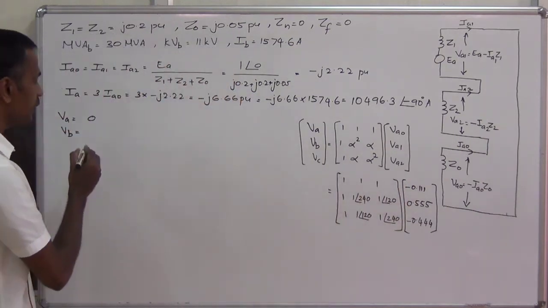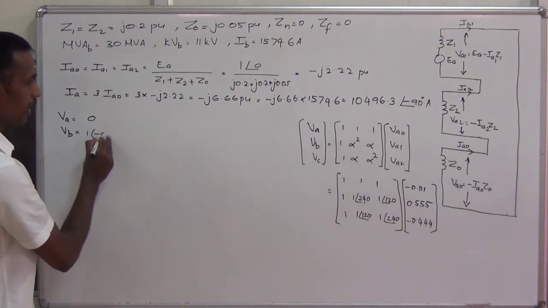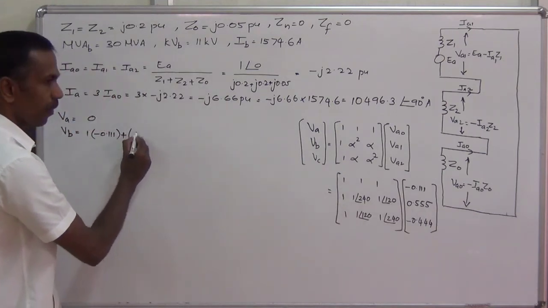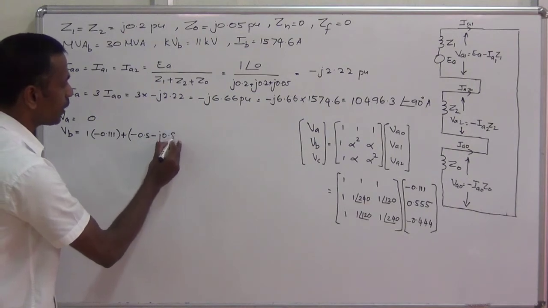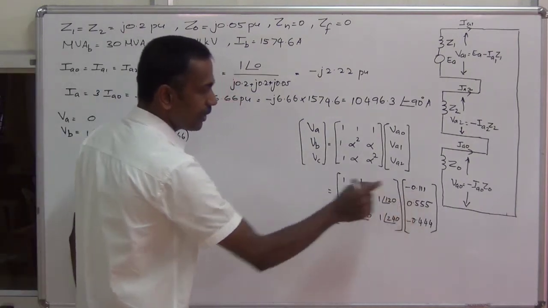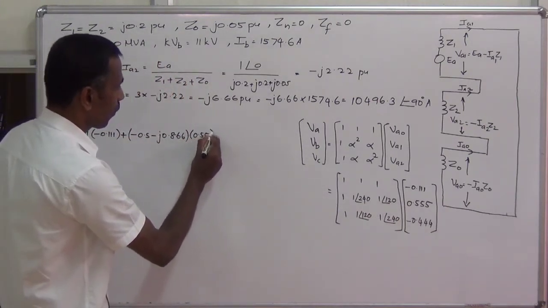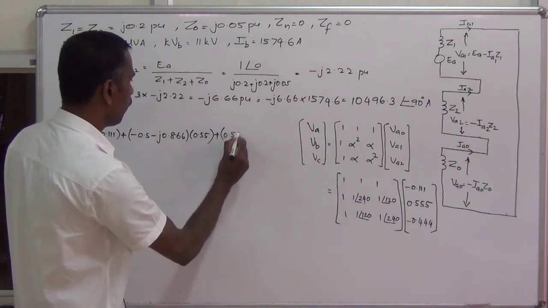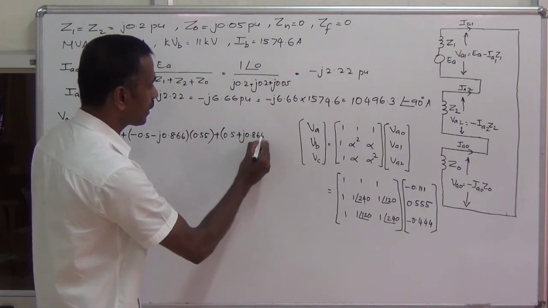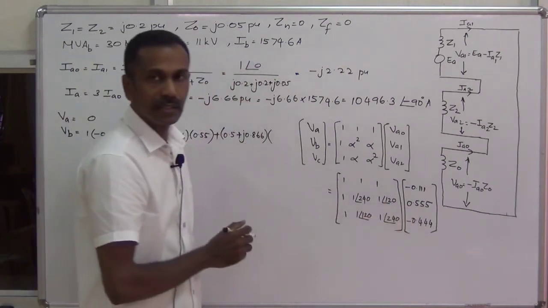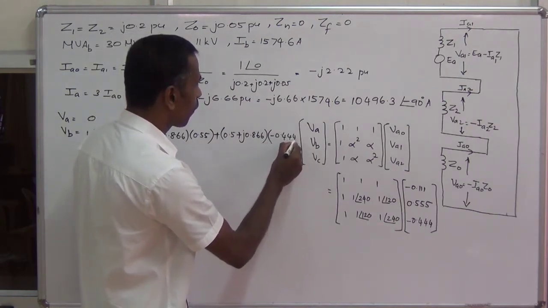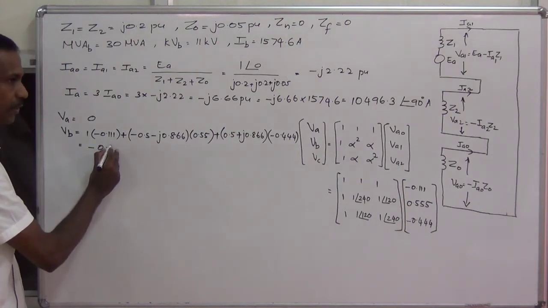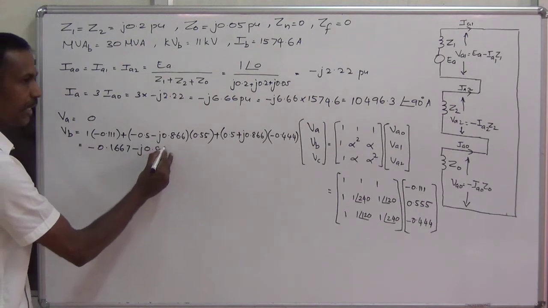1 into minus 0.111 plus 1 angle 240, which equals minus 0.5 minus J0.866, into 0.555 plus 1 angle 120. This is equal to minus 0.5 plus J0.866 into minus 0.444, and this is equal to minus 0.1667 minus J0.866.